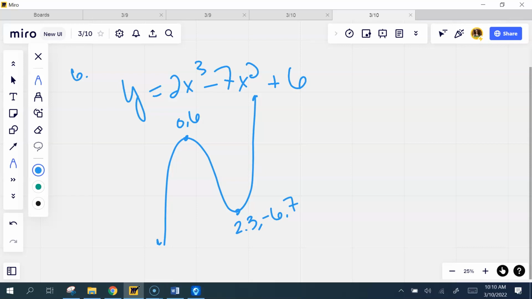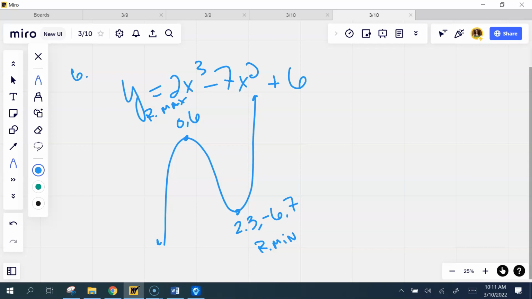You don't have to. I mean, you can if you want to. It's not wrong. Okay, so this is relative max. This is relative min. Why are they not absolute? Goes up and down forever and ever and ever, so they're not absolute.